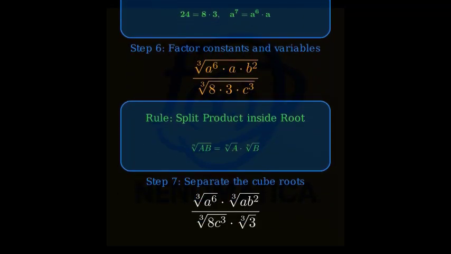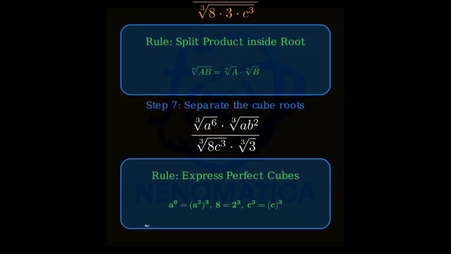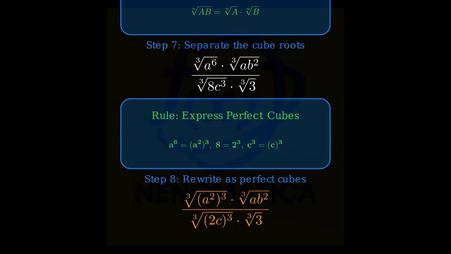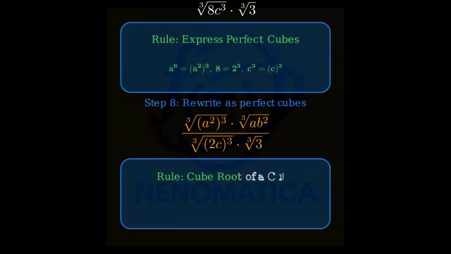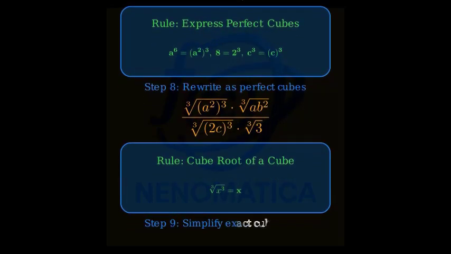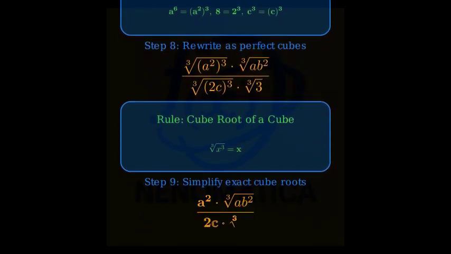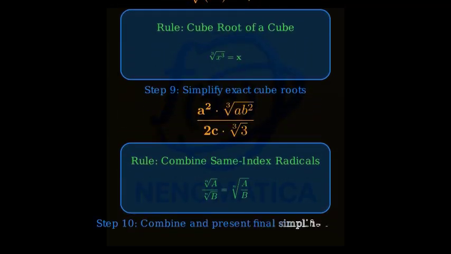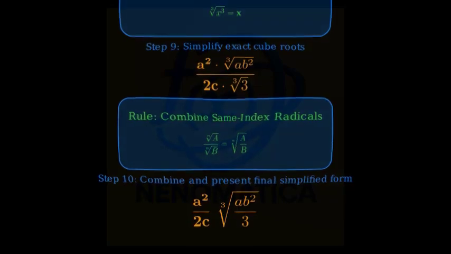Step 7. Separate into simpler cube roots. Rule: express perfect cubes. Step 8. Write a to the 6th as quantity a squared cubed, and 8c cubed as quantity 2c cubed. Rule: the cube root of a cube equals the base. Step 9. Simplify the perfect cubes. Rule: combine radicals in a quotient. Step 10. Combine the remaining cube roots into one.